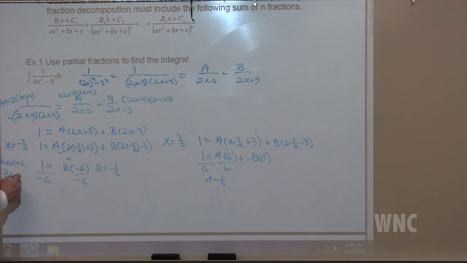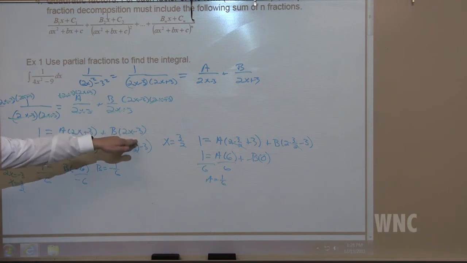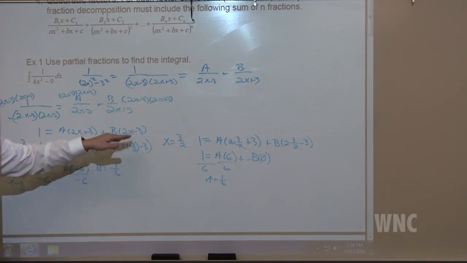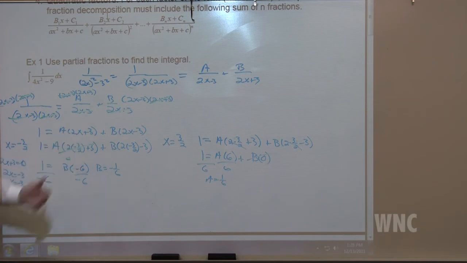2x = -3, x = -3/2. So that's where this one would be 0. I chose it on purpose. Positive 3/2 makes this one 0. So you can set the factors equal to 0 to determine what you can substitute into them. And this works most of the time. Some cases it doesn't work.